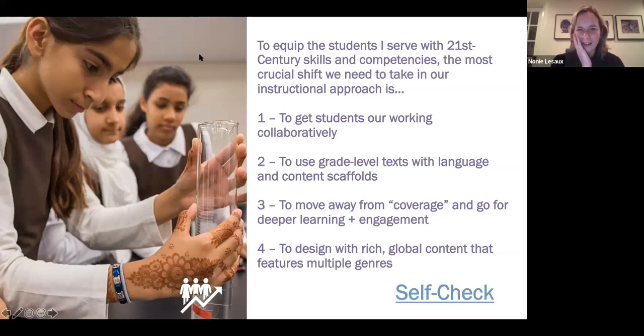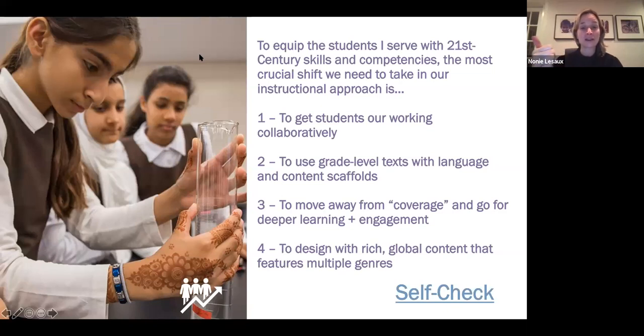Okay, great. Where did you land? To move away from coverage and go for deeper learning and engagement. That is also where we landed most in our last webinar on this topic as well. In many ways that might be both the gatekeeper and the gateway: if we can get away from coverage and remind ourselves that surface level mastery does not carry one into the toolkit over time, we've really got to go for that deeper learning and engagement, no question.